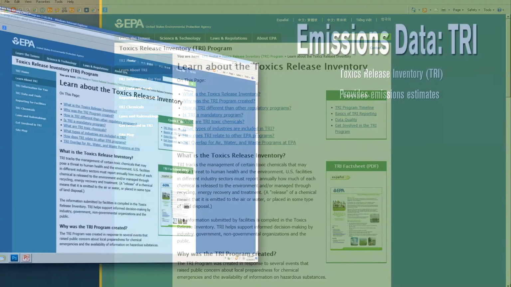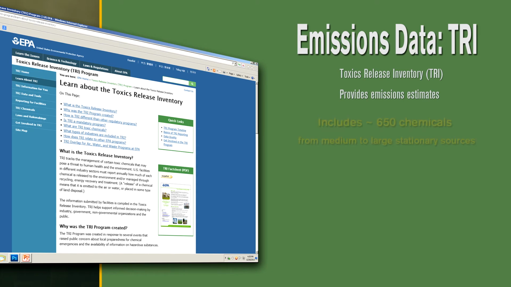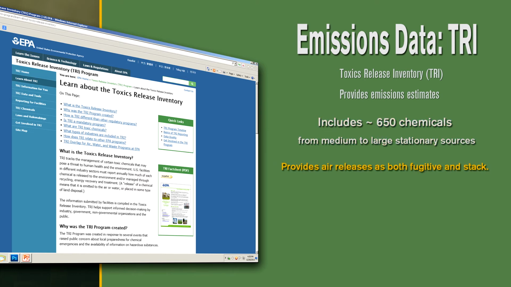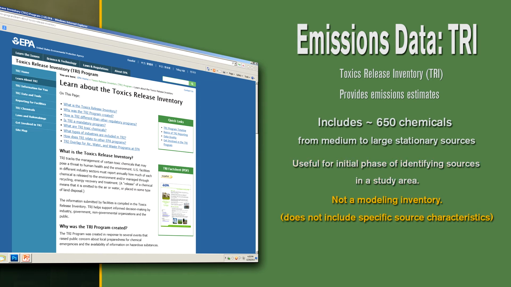The Toxic Release Inventory provides emission estimates of 650 chemicals across all media: air, water, and land. TRI emissions are reported at the facility level. For air releases, they are aggregated as a single fugitive release and as a single stack release. The data is very easy to access. It's updated annually. You can identify sources in your study area, but the TRI is not a modeling inventory. It does not include individual units, processes, stack parameters, fugitive parameters.